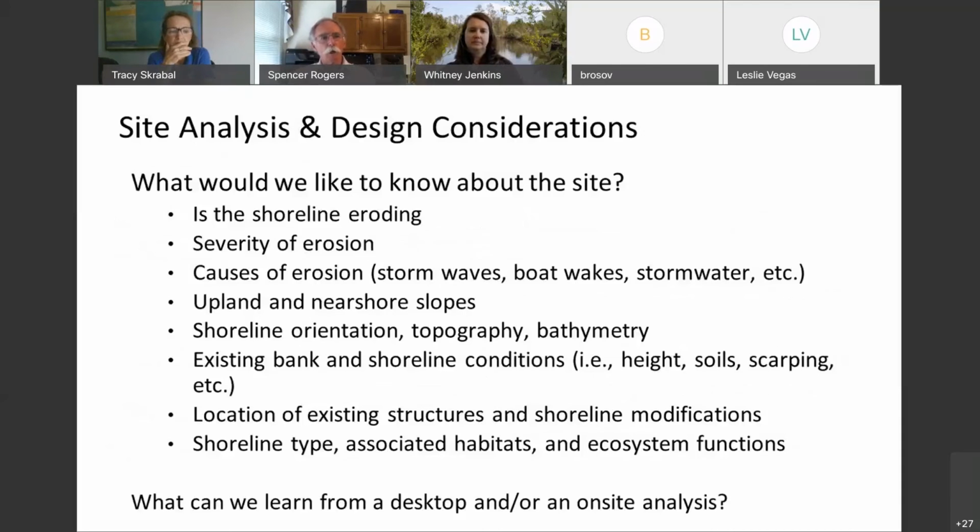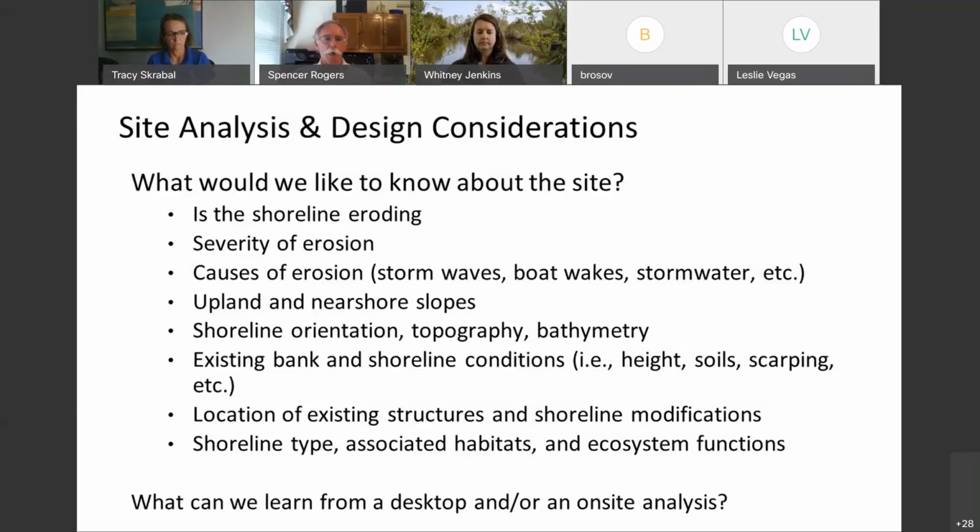So I'm going to introduce a section with Tracy and Laura on site analysis and design considerations. There are some things we want to know about the shoreline that we have various ways to learn about. First and most importantly is often, is the shoreline eroding? What's the severity of that erosion? What's causing it? It could be storm waves, boat wakes, or stormwater runoff, for instance. And we're also looking at upland and nearshore slopes, which have an important factor on how some of these options can be applied. The shoreline orientation relative to primary wind directions, and the topography and bathymetry of the land and water can also be important.